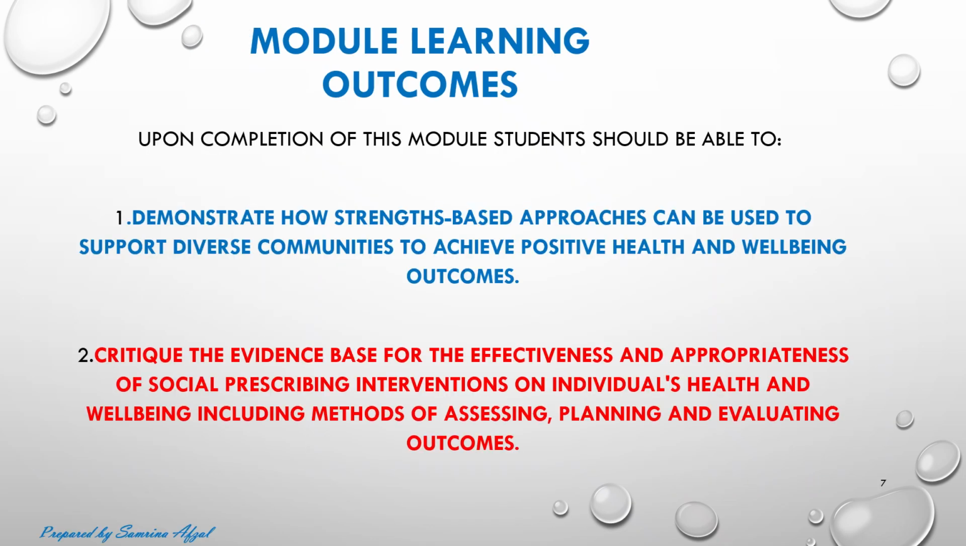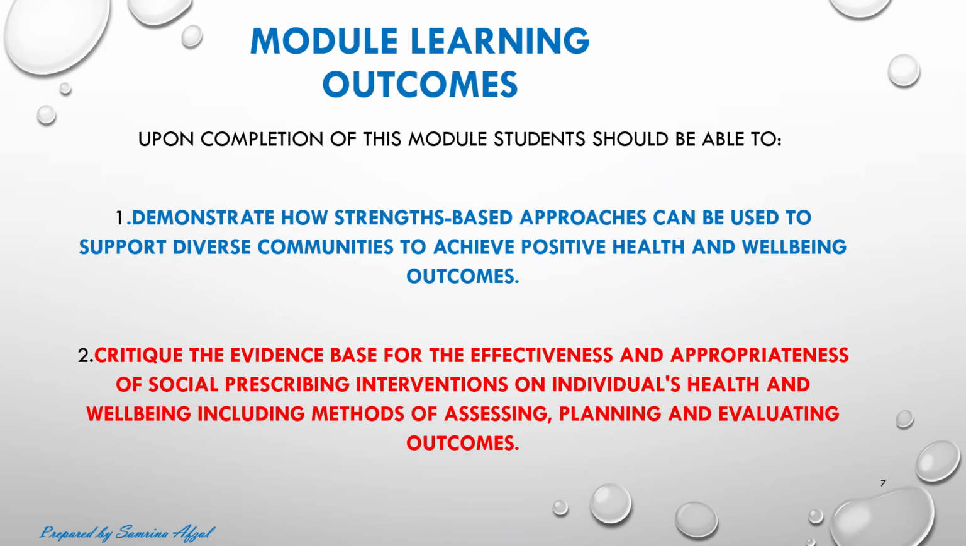So let's have a look at the module learning outcomes that will be part of both assessments. Upon completion of this module, the students should be able to demonstrate how strength-based approaches can be used to support diverse communities to achieve positive health and well-being outcomes. And the first outcome is part of Assessment 1, that is the group presentation.